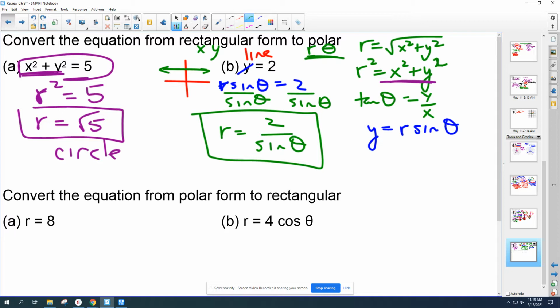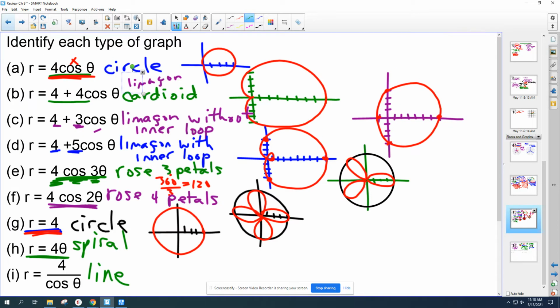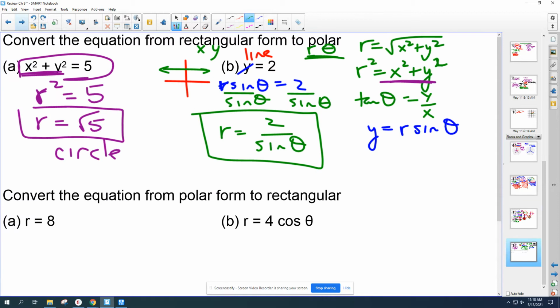Now, if you go back to the last slide, down here at the bottom, the line, that looks an awful lot like the equation we just had. This one's just got a cosine in it, so it goes in the opposite direction. But we're talking about a line right there.